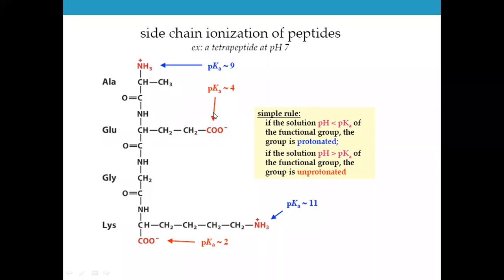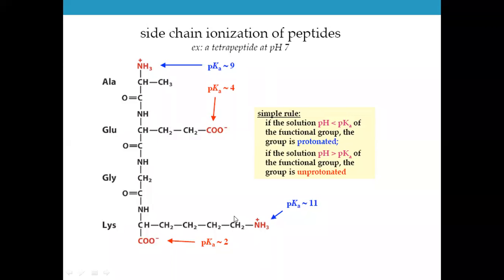So the pKa of this chain is 4. This is much lower than the pH of the solution. The pH of the solution is 7, which is higher than the pKa, which is 4. So it's much higher. You expect this chain to be in the negative form. If the pH of the solution is greater than the pKa, the functional group is unprotonated. If you're dealing with a carboxylic acid, this is in negative form.